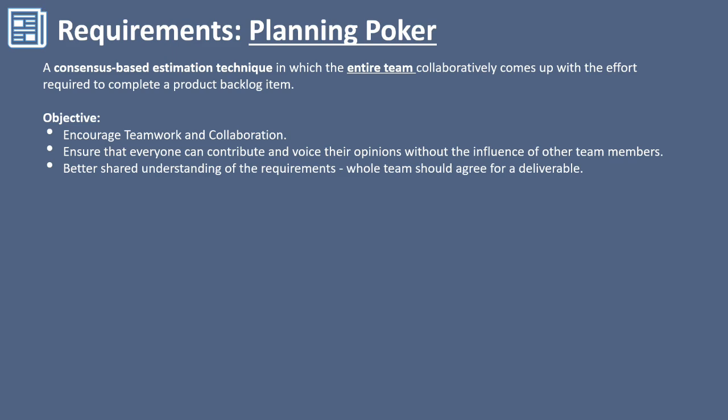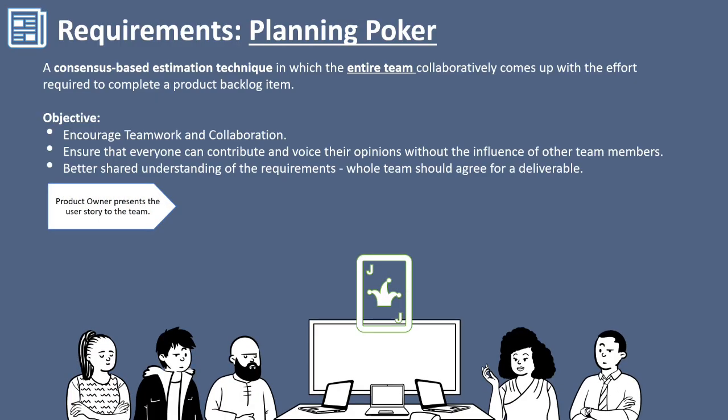The planning poker process typically unfolds as follows. First, the product owner presents the user story to the team, providing context and answering initial questions. This step ensures everyone has a basic understanding of the task at hand. Next, the team engages in a more in-depth discussion, asking clarifying questions and sharing insights. This dialogue helps uncover potential complexities or dependencies that might affect the estimate.